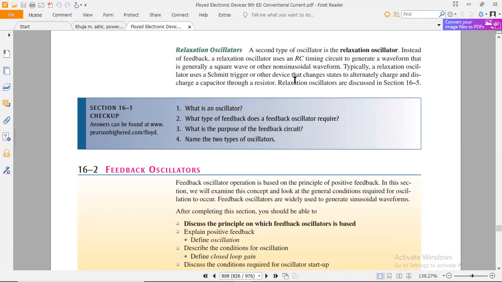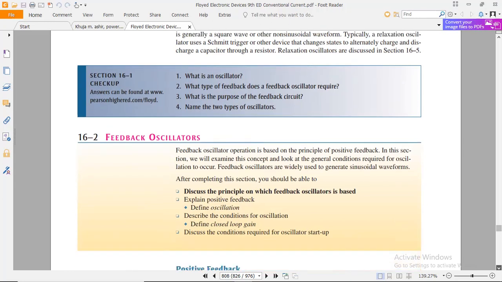Typically, a relaxation oscillator uses a Schmitt trigger or other device that changes states to alternately charge and discharge a capacitor through a resistor. That same phenomenon also works in the internal structure of the 555 timer IC. Relaxation oscillators are discussed in this section.